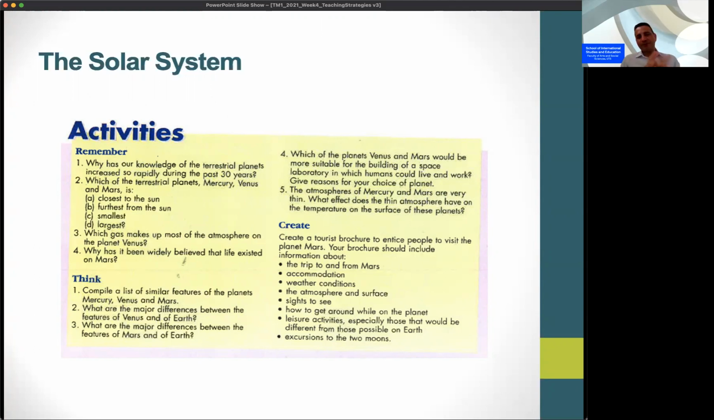So again, multiple activities, multiple strategies. Look for those strategies that engage all students. And at the end of the day, look, it goes a long way to making our classes in terms of teaching and learning so much more powerful.